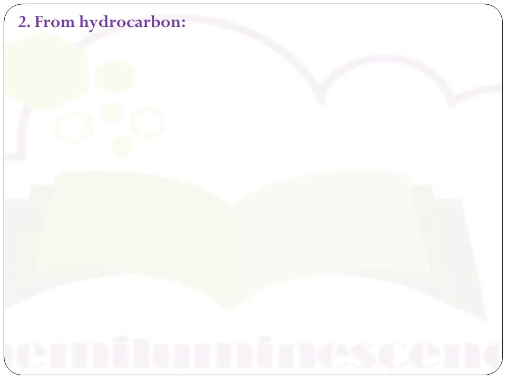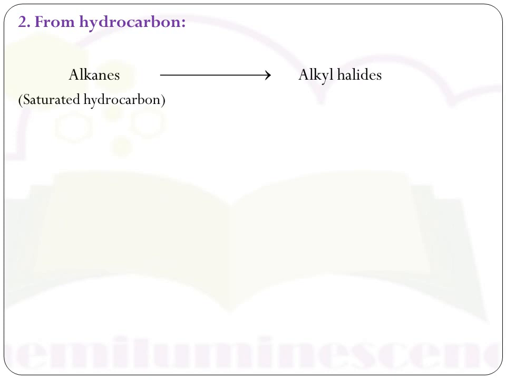The next method of preparation of alkyl halide is from hydrocarbon, and we know that hydrocarbons are classified into two types. One is saturated hydrocarbon, another is unsaturated hydrocarbon. Let's see first from saturated hydrocarbon, that is from alkane. Conversion of alkane to alkyl halide by halogenation is not a suitable method because it gives a mixture of products which contain mono and polyhalogen compounds which are difficult to separate out.